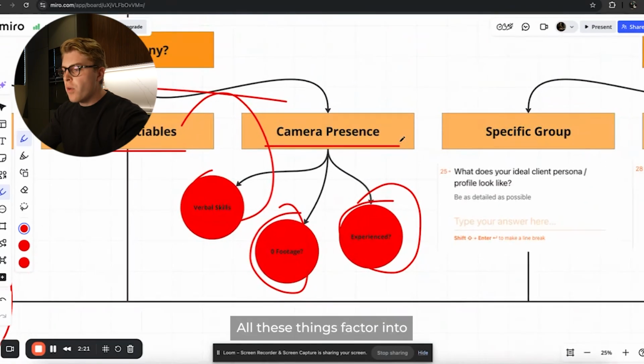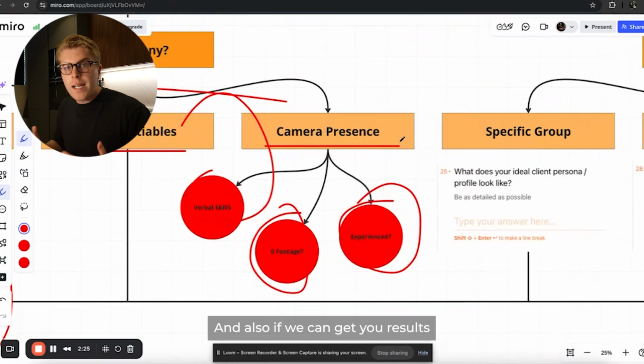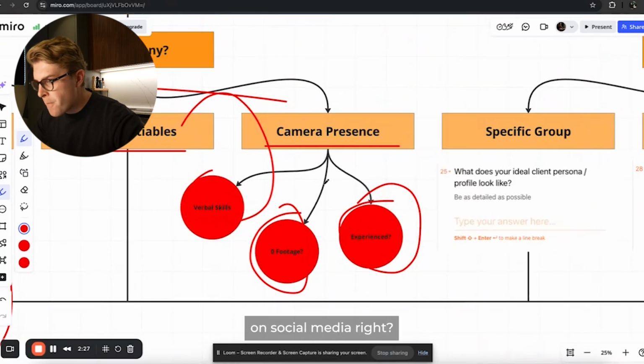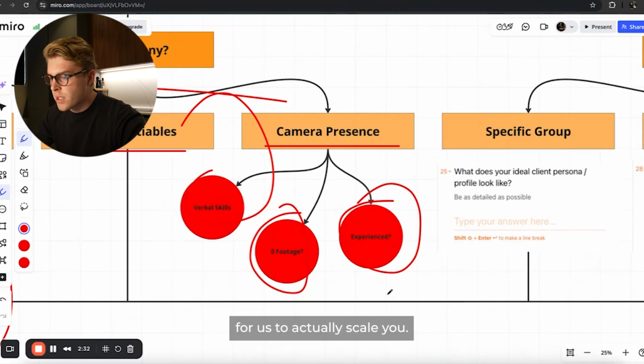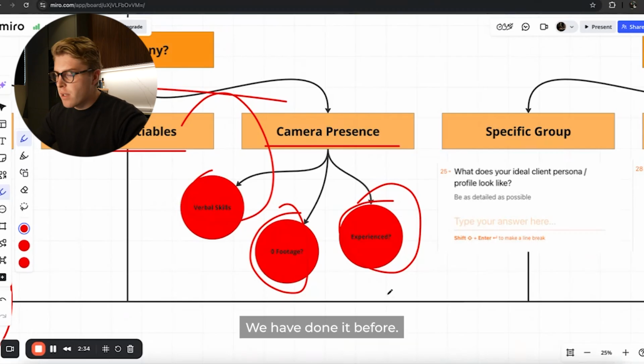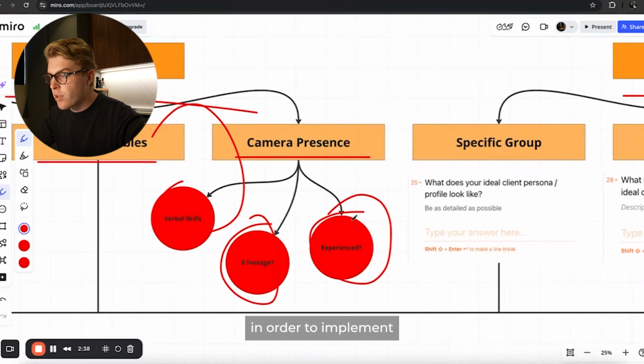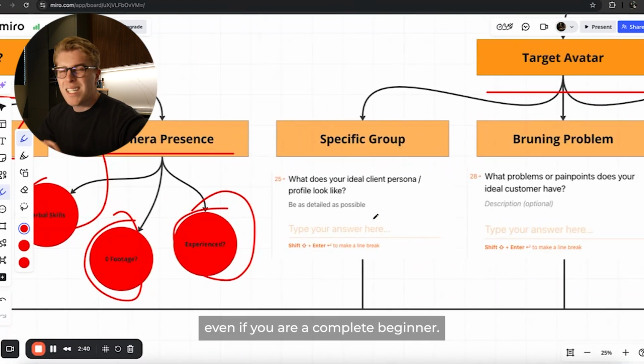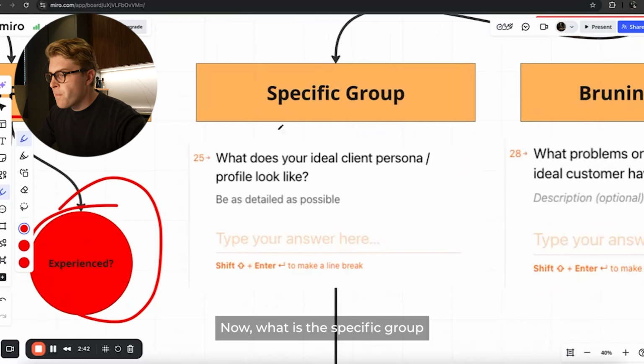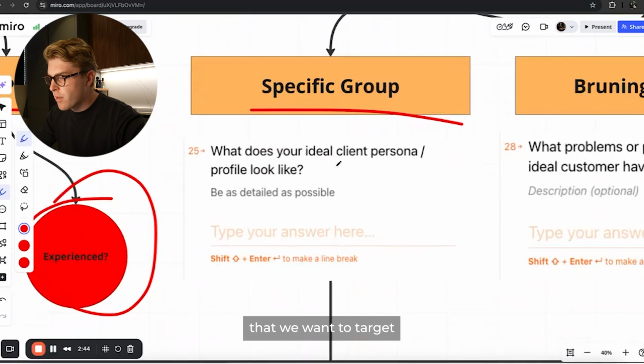Yes or no? All these things factor into if you can get results for your client, and also if we can get you results on social media, right? Because if you are a complete beginner, it's going to be hard for us to actually scale you. We have done it before, we can do it, but it will be a little bit harder. We have the right strategies in order to implement for you to get results, even if you are a complete beginner.